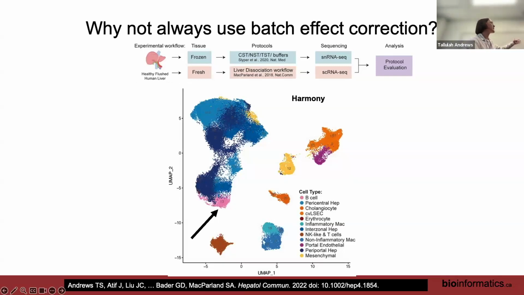Okay. And it's clearly wrong. Like obviously, no, B cells shouldn't be clustering with hepatocytes. So you do need to be careful. They can do incorrect things.